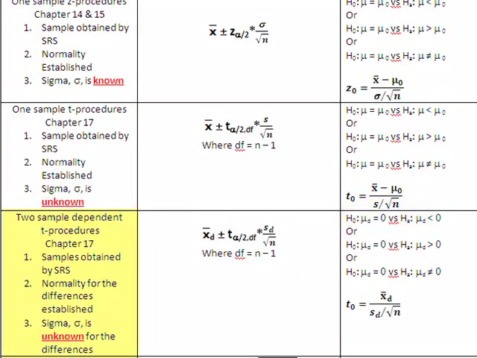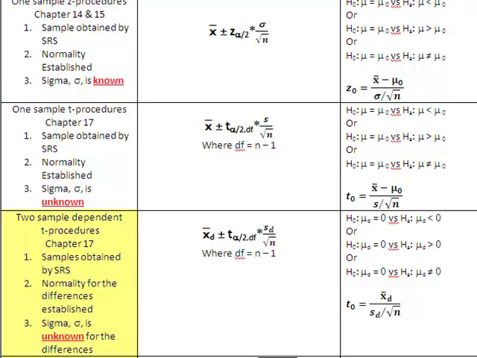Now, the two-sample dependent case for T procedures, which was at the very end of Chapter 17, we were looking at, we got our samples that were obtained from simple random sample, the two samples that were dependent, created a distribution of the differences.